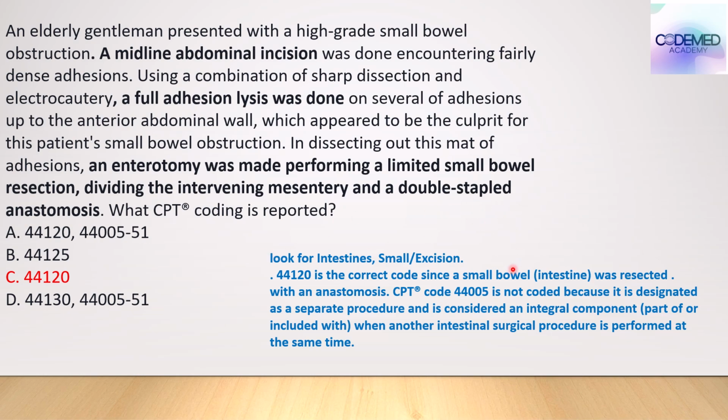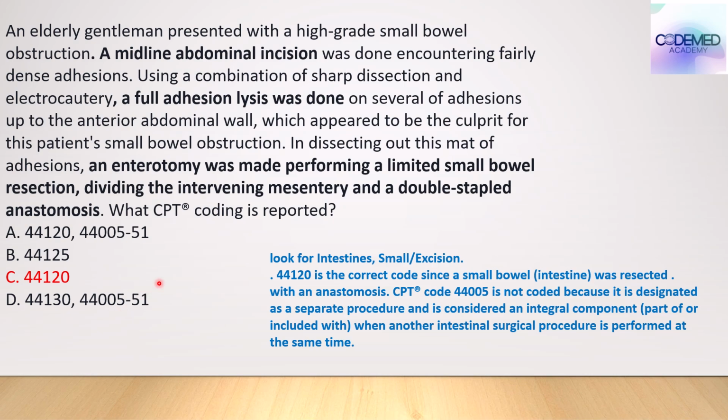So we will require the code 44120. 44125 is with enterostomy. They haven't created any opening into the small intestine. What they have done is the enterectomy. So we will require the code 44120. And 44130 talks about enteroenterostomy, anastomosis of the intestine with or without cutaneous enterostomy, and that didn't happen. So we will require the code 44120.